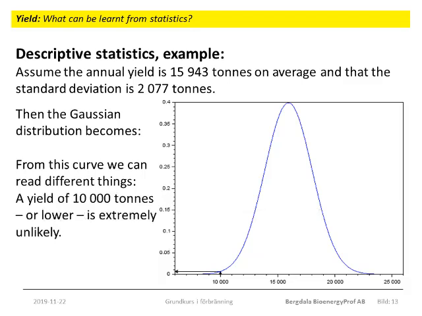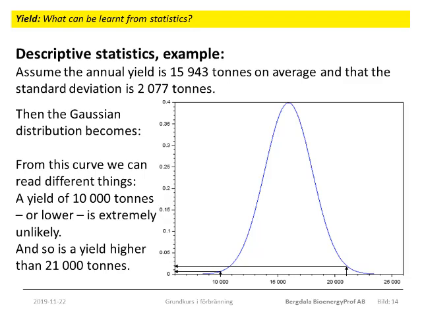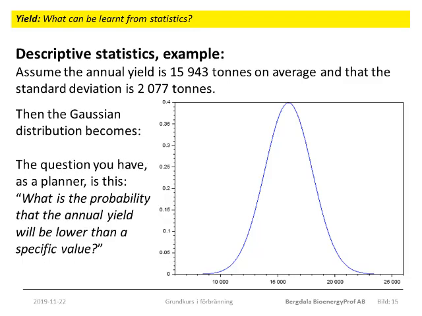We can also see that the probability for a yield about 10,000 tons is less than 1%. And the probability for a yield about 21,000 tons is about 2%. But as a planner, you are not interested in the probability for a specific yield. What you are interested in is instead what is the total probability that you will run into a fuel shortage. So you will have to do a little more than just plot the curve and read from it.